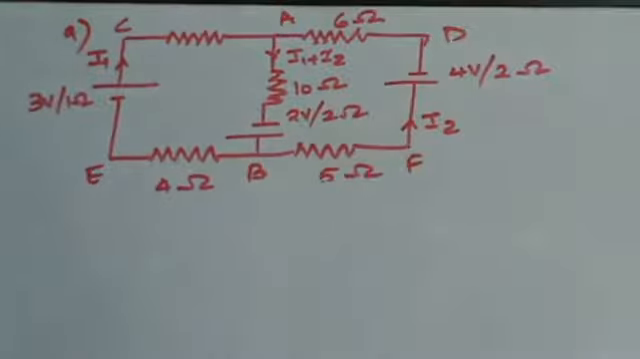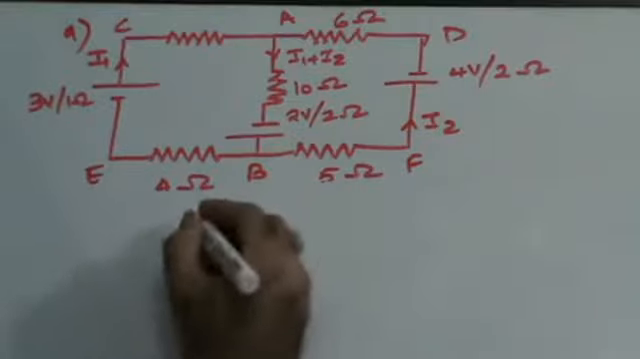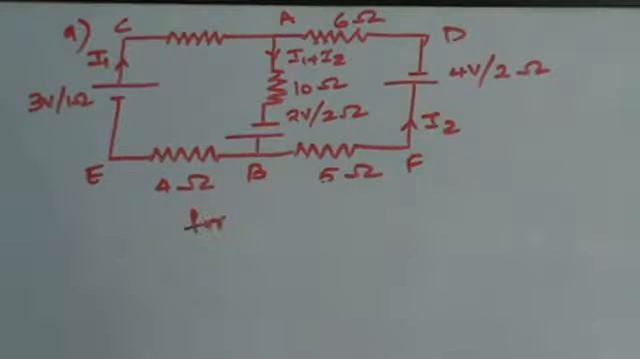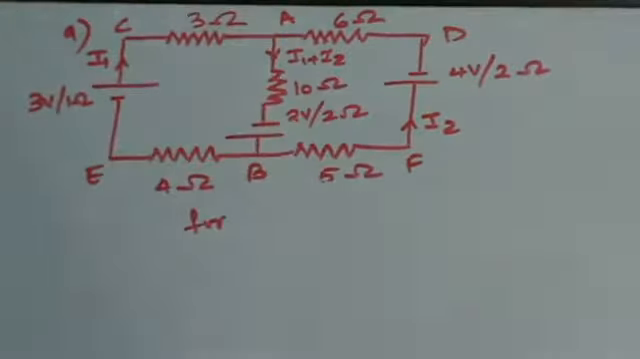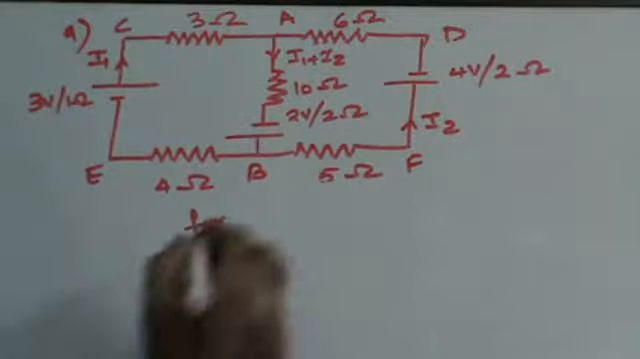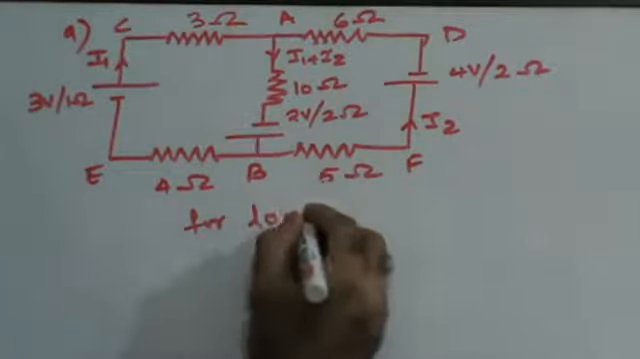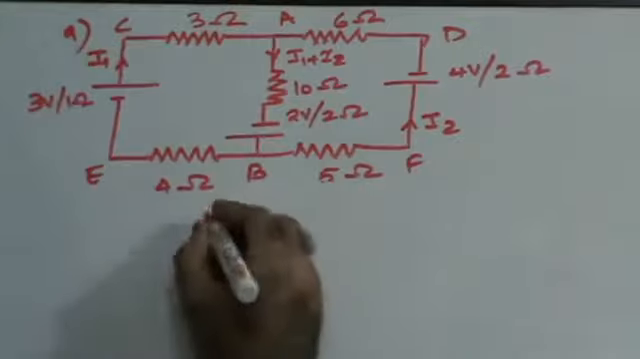Right? Nice circuit. Now let's try to apply Kirchhoff's law in this circuit. Let's first consider C to A, how many ohms? C to A is say 3 ohms. Right? Let's consider loop A, B, E, C, A. For the loop, first I will use Kirchhoff's second law.